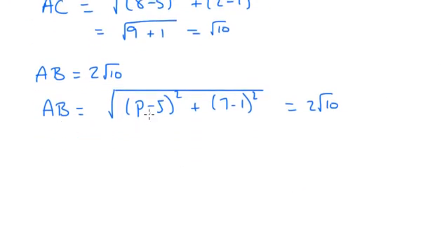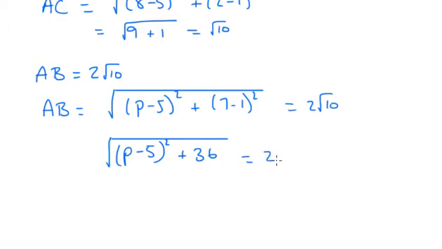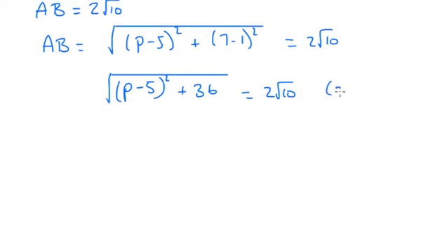If we simplify that, well, we can't really simplify the first bracket, but the second bracket is 36. And that's equal to 2 root 10. We need to unravel all this and get P on its own. So the first thing we're going to do is square both sides, which will get rid of the square root sign here. So that'll uncover P minus 5 squared plus 36. And when we square this, we need to square both bits. So when we square 2, we get 4. And when we square root 10, we just get 10. So that's 4 times 10, which is 40.